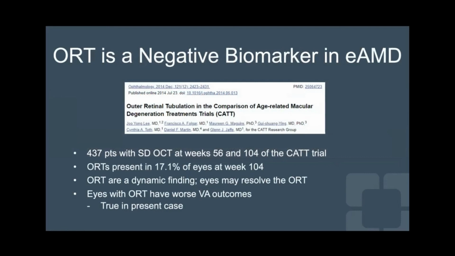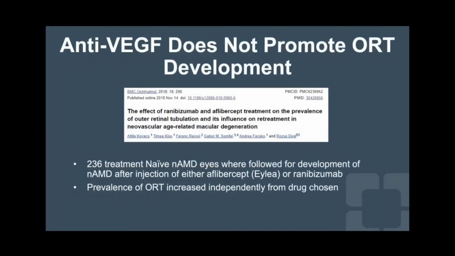So what we find from ORT is that it's actually a negative biomarker in neovascular AMD. This is actually from the CATT trial. ORT was present in 17% of eyes, and it was a dynamic finding that eyes may resolve the ORT over time. But ORT has worse visual outcomes, as true in the present case, because they're also associated with more macular atrophy. And so that's where this ORT can be helpful to detect, to see if you should inject this patient or just watch the patient over time.